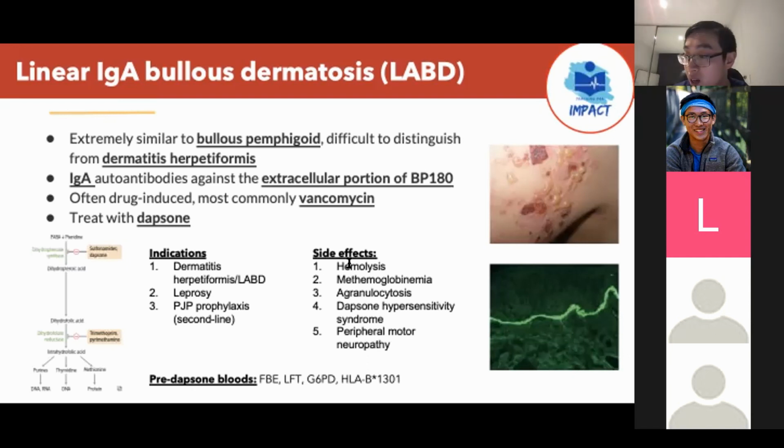So for all of these side effects, there are a couple of HLA tests that are blood tests that we commonly send off, and they're all related to hypersensitivity syndromes. So actually, dapsone hypersensitivity syndrome refers to severe cutaneous adverse reactions as a result of dapsone therapy. So SJS is part of dapsone hypersensitivity syndrome.